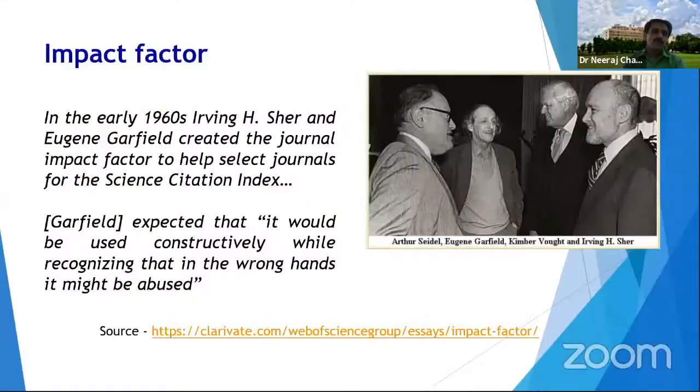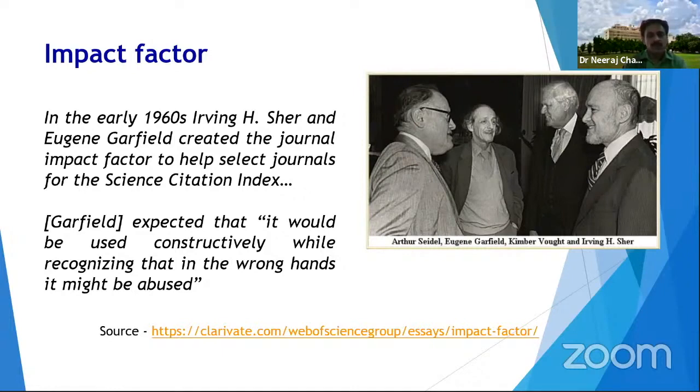So this impact factor was created in the early 1960s by Irwin Sher and Eugene Garfield. They created this journal impact factor to help select journals for the Science Citation Index. When they were preparing the Science Citation Index, the impact factor was used for including quality journals in it. So that was the initial purpose.